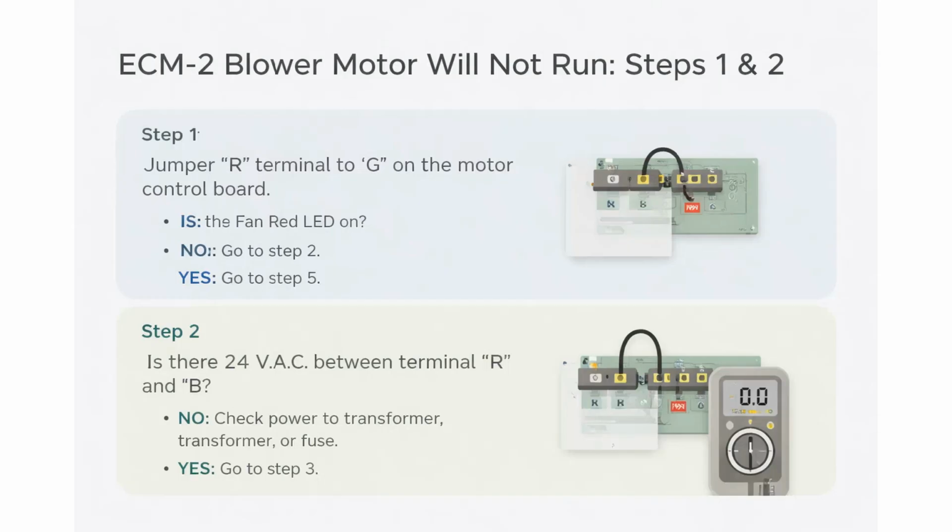Now, let's get into troubleshooting an ECM2 blower motor that simply will not run. Step 1 is to place a jumper between the R and G terminals on the motor control board and check if the fan red LED illuminates. If it doesn't, you move to step 2 and check for 24 volts AC between the R and B terminals. If you don't have 24 volts there, your problem is upstream. You'll need to check the power supply, the transformer, or the fuse. If you do have 24 volts, you proceed to step 3.